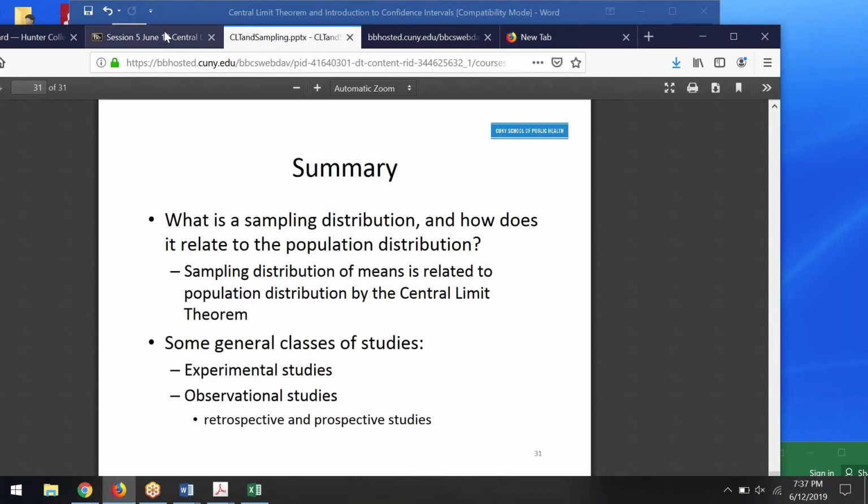Okay, so I just want to introduce this idea of confidence interval. First, I need to get this out of the way.